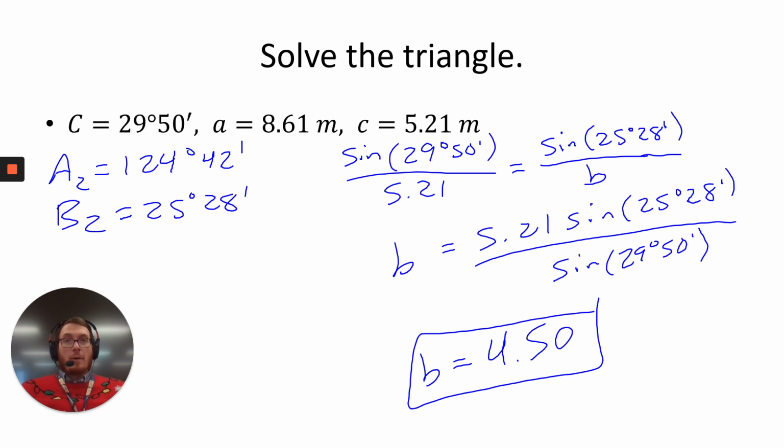No solution is the easy one, because your calculator will say, oh, I can't do this, because I can't do the sine inverse of a number greater than 1. That's what will happen in those situations.